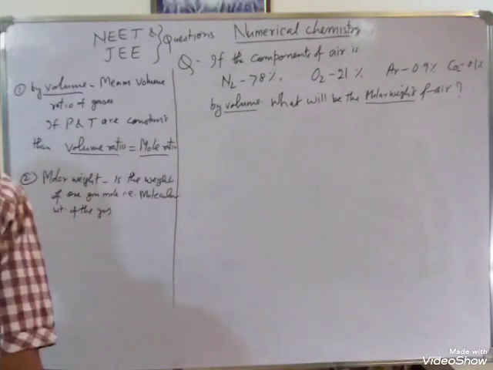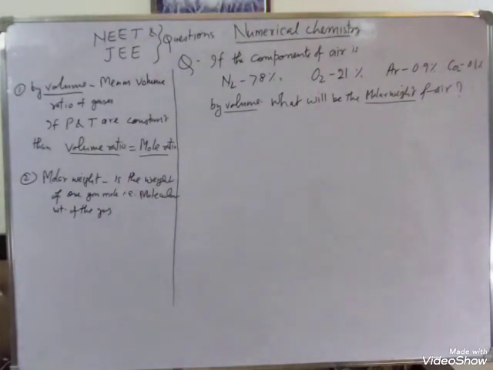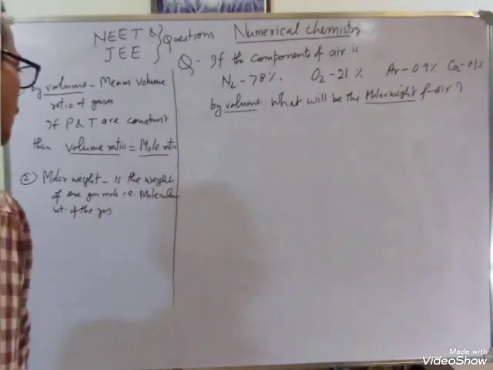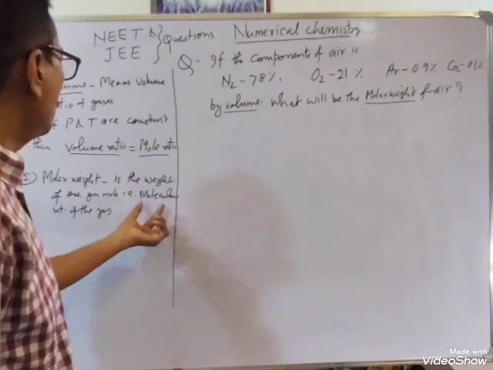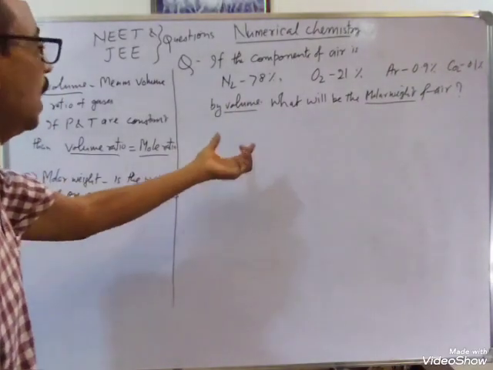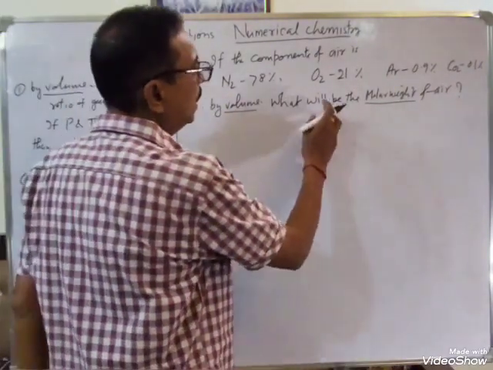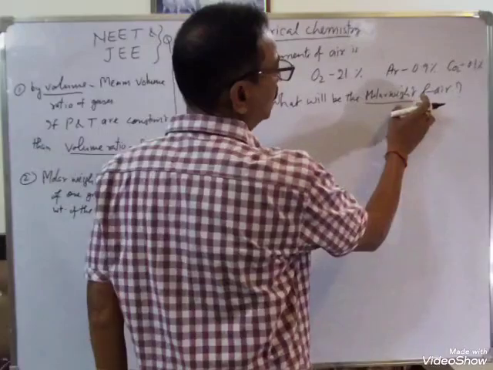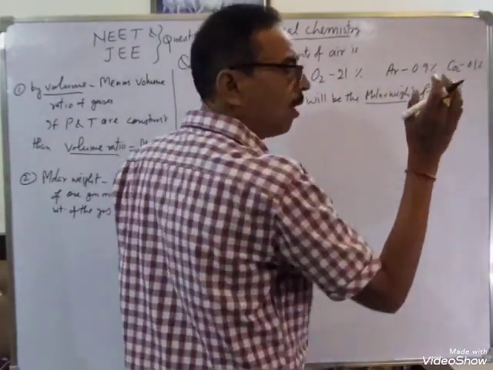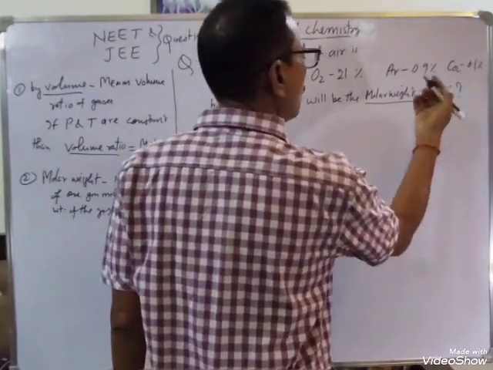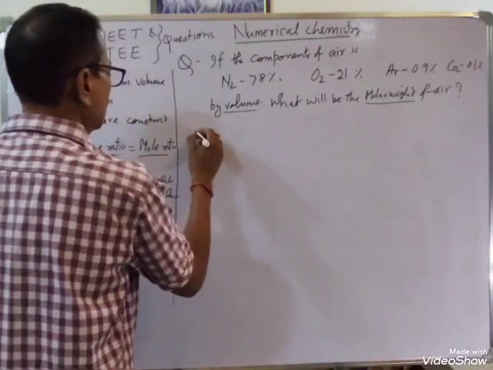If you find out the molecular weight, it means you have to calculate the molecular weight of the gas. So you can say molar mass, molar weight of air or molecular weight. So both are the same thing. Now let us see.